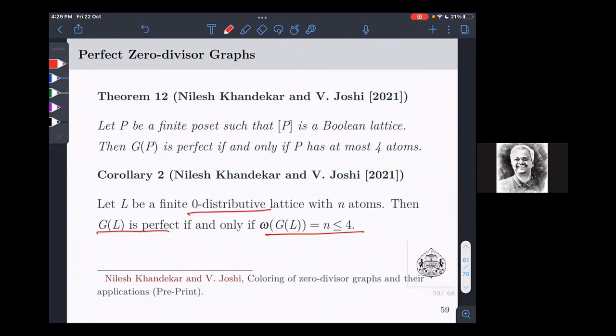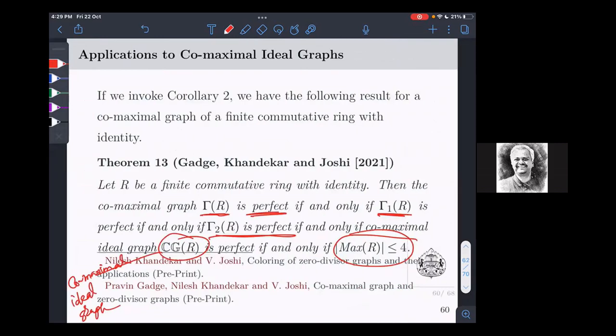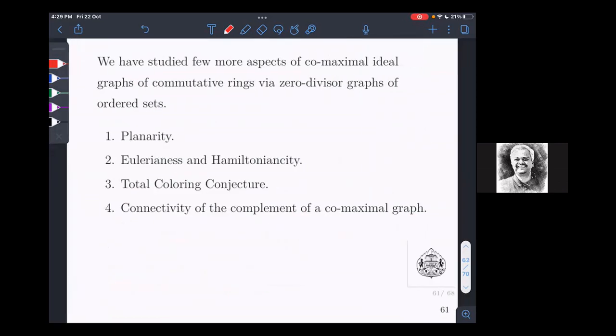Number of atoms are at most 4, and as a consequence, we are able to prove that the graphs are perfect if and only if you have at most 4 maximal ideals. So in a nutshell, what we did here is a lot of other properties of co-maximal graphs and co-maximal ideal graphs are done.